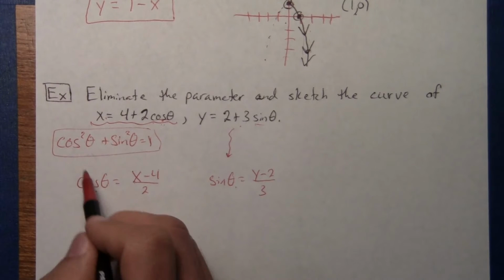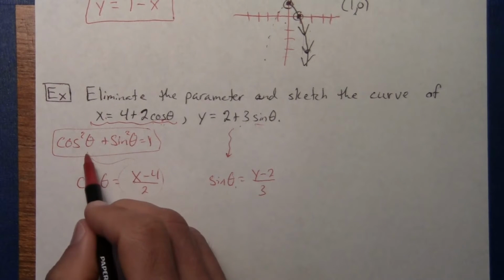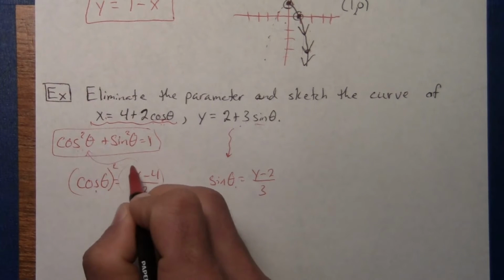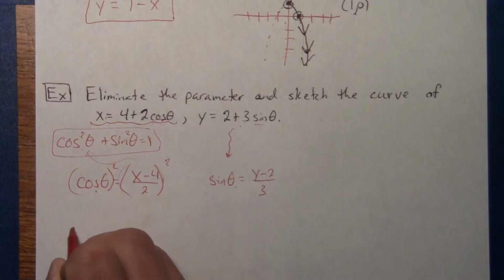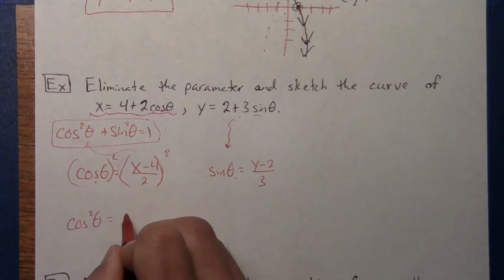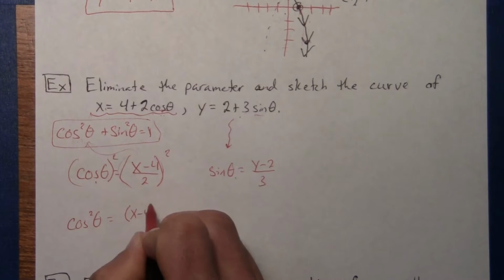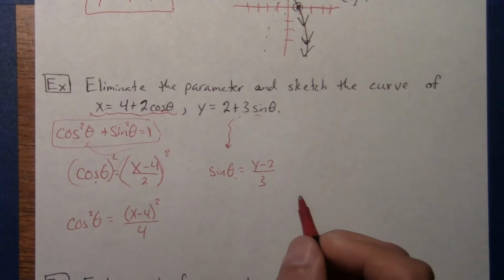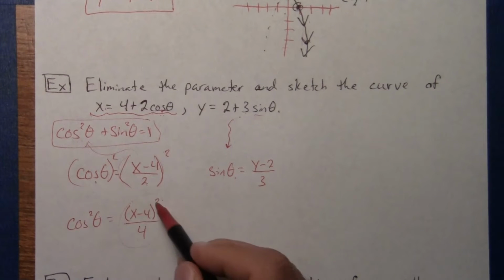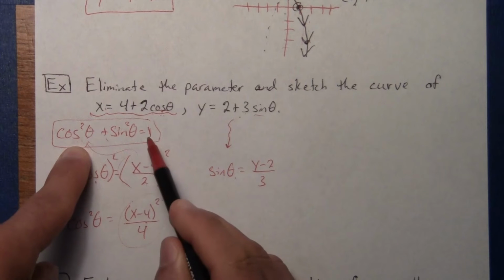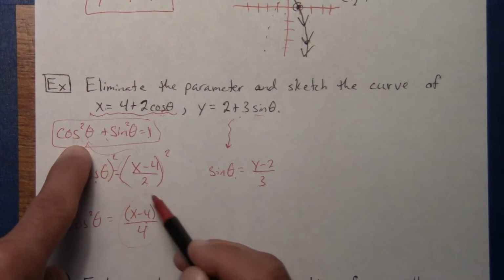I want to make a substitution. I wanted to be able to take this and just substitute it in here, but I need this to be cosine squared, so I'm just going to go ahead and square both sides. And that would give me cosine squared of theta is equal to, don't actually multiply that out, leave it as (x - 4) quantity squared over 2 squared, or 4. If you think about it, this is going to replace that. Something that looks like this plus something that looks like this equals 1. It's an ellipse or a circle or something like that. So I want it to kind of look like this.